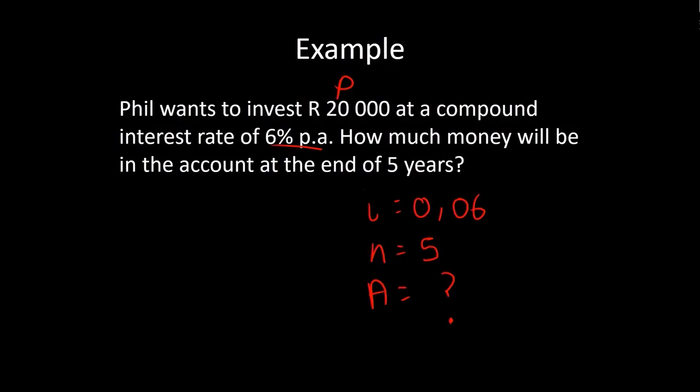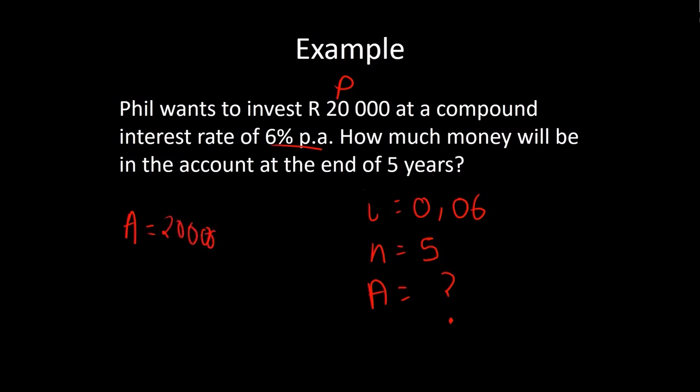So in this example, we were told that Phil wants to invest 20,000 Rand at a compound interest rate of 6% per annum, and we want to know how much money he will have at the end of 5 years. So we noted all the variables that we've been given, and we see that we need to work out the value of A. Once we've got all the variables, we substitute into the formula. So A will be equal to P, which is 20,000.